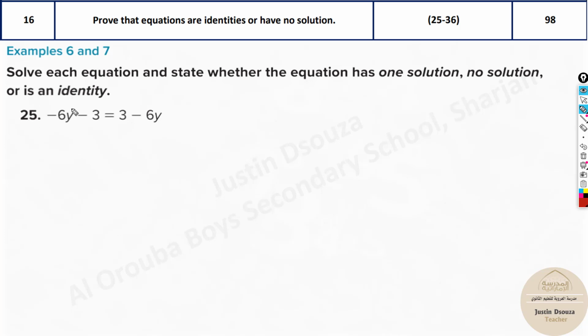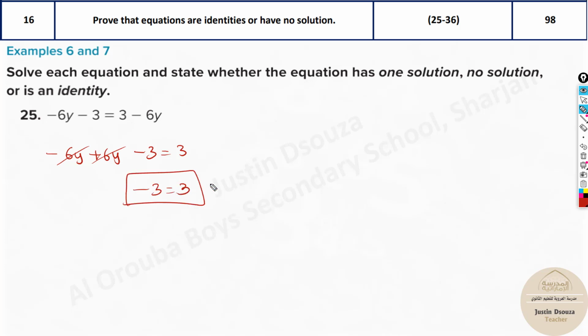Look here. What is the variable? Here the variable is y, but the coefficient is -6 on both sides. That means they are equal, on the other side of the equal sign. So let's take one to the other side. It becomes -6y plus 6y. Basically you're adding plus 6y on both sides. -3 equals 3. This cancels. You're remaining with -3 equals 3.